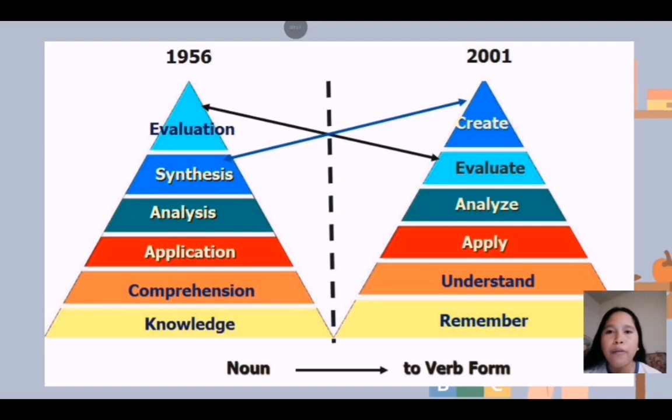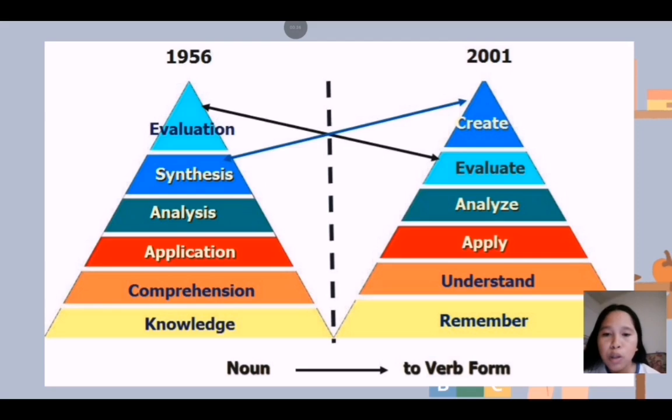Here is the graph of the taxonomy of objectives. On the left side is Bloom's taxonomy in 1956, and on the right side is the revised Bloom's by Anderson in 2001. There are 3 major changes in the revised taxonomy. First, changing the names of the 6 categories from noun to verb.